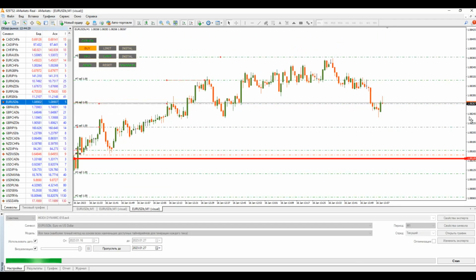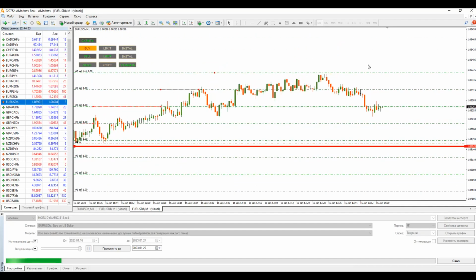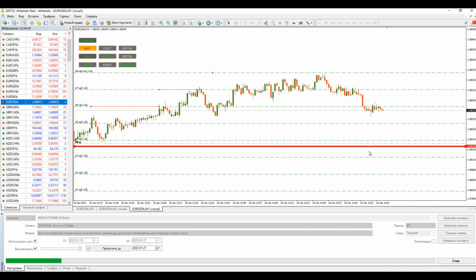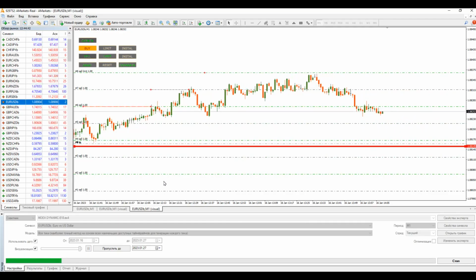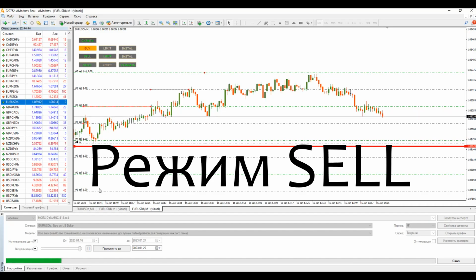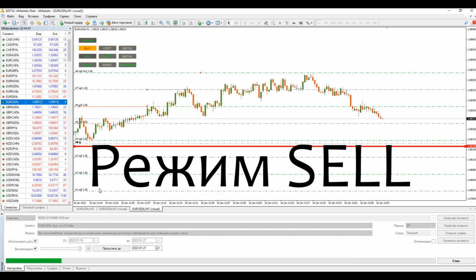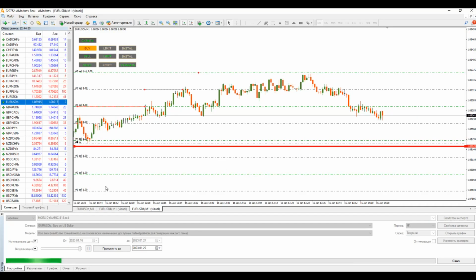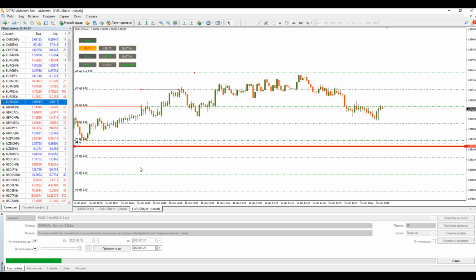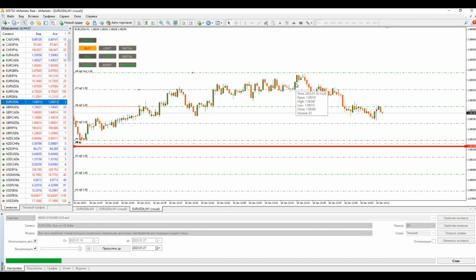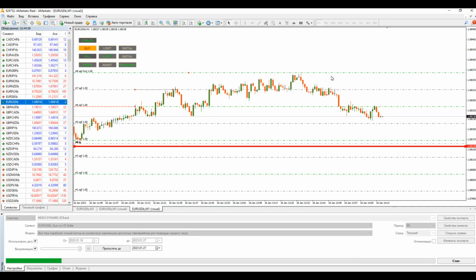So, we see that the price went down into correction, and it is enough for us, as I have already said, that the price reaches about half. That is about this level. You see where the red take profit line is. As soon as the price reaches this middle, the robot will close all the trades in total plus, and we are only considering the sell direction.